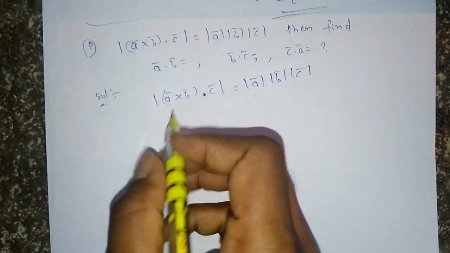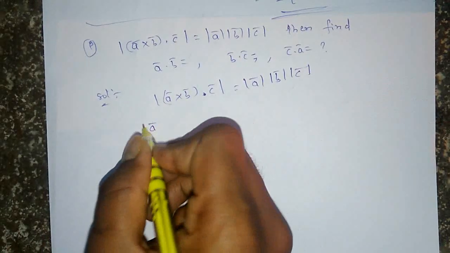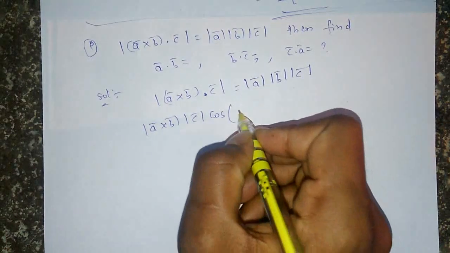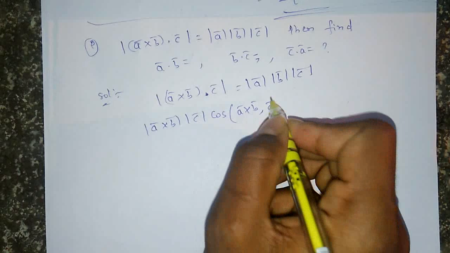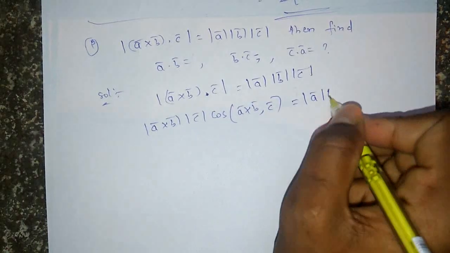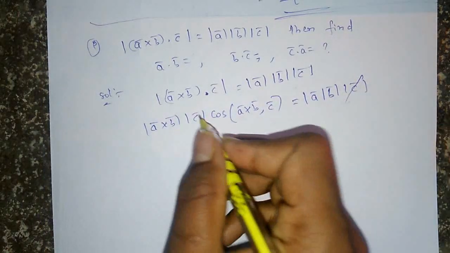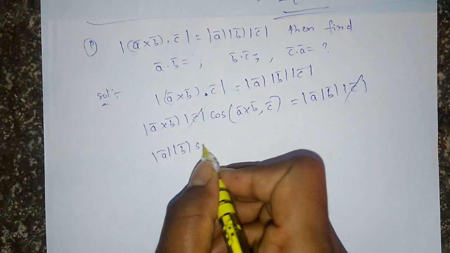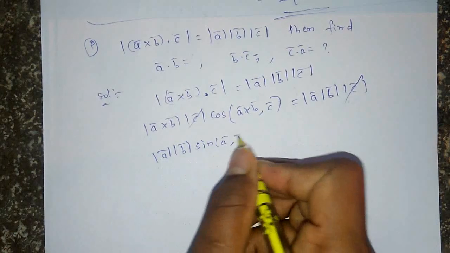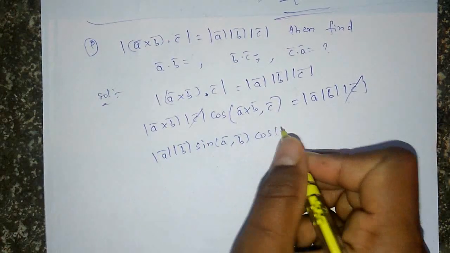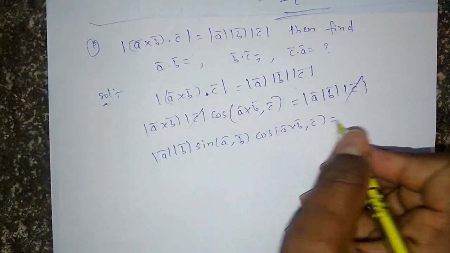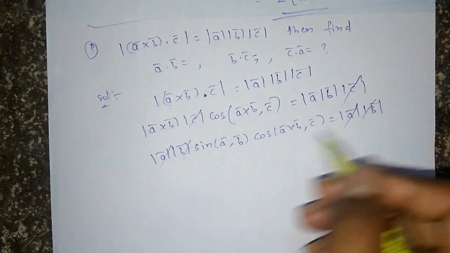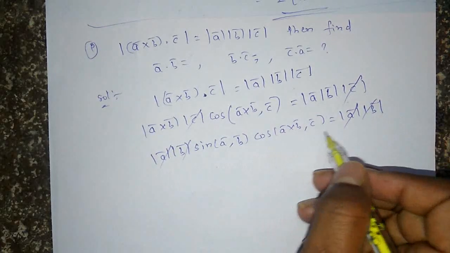First a dot product is there, so I can write this as mod a cross b, mod c, cos of the angle between a cross b, comma c, that is equal to mod A mod B mod C. Here C gets cancelled. Now A cross B is there. It is mod A mod B sine of the angle between A, B, into cos of the angle between A cross B, comma C, that is equal to mod A mod B. Here A gets cancelled, B gets cancelled. So the product of these two is 1.